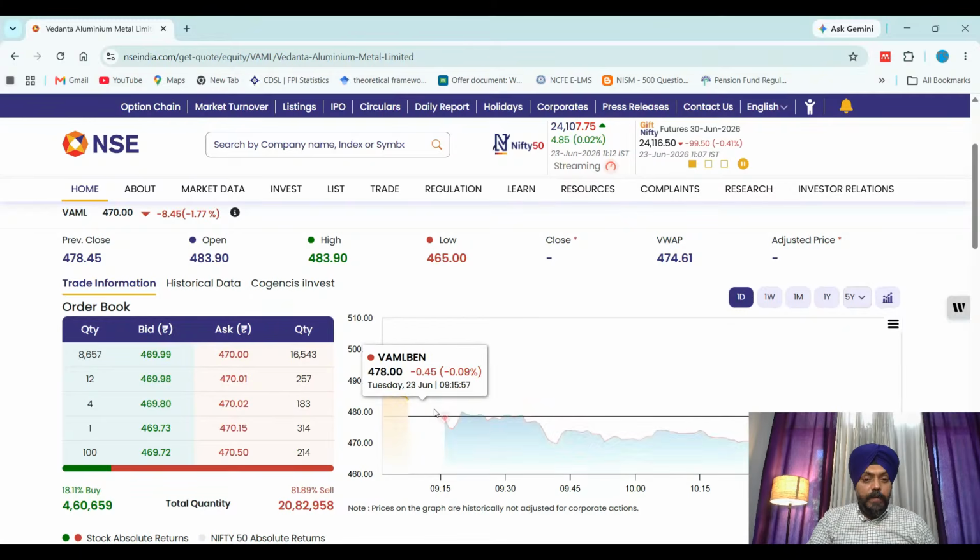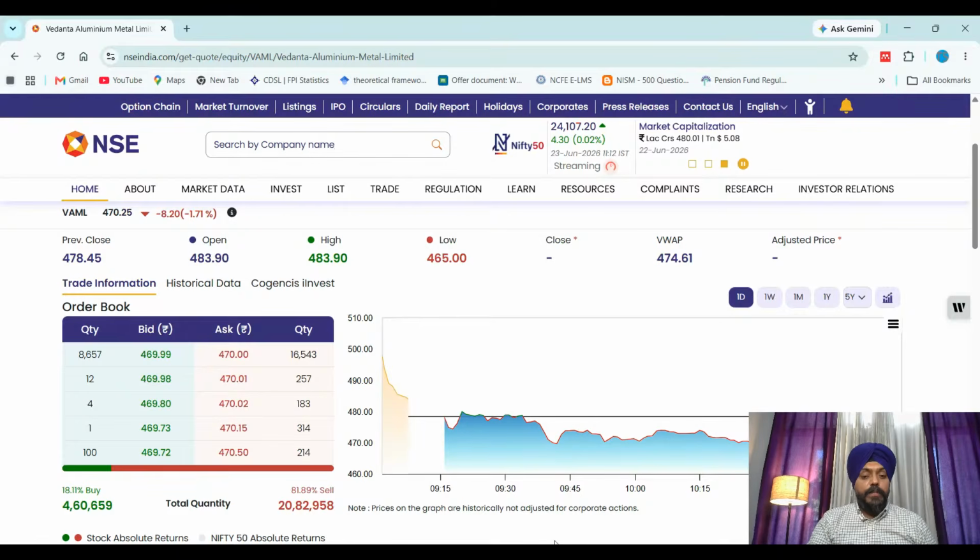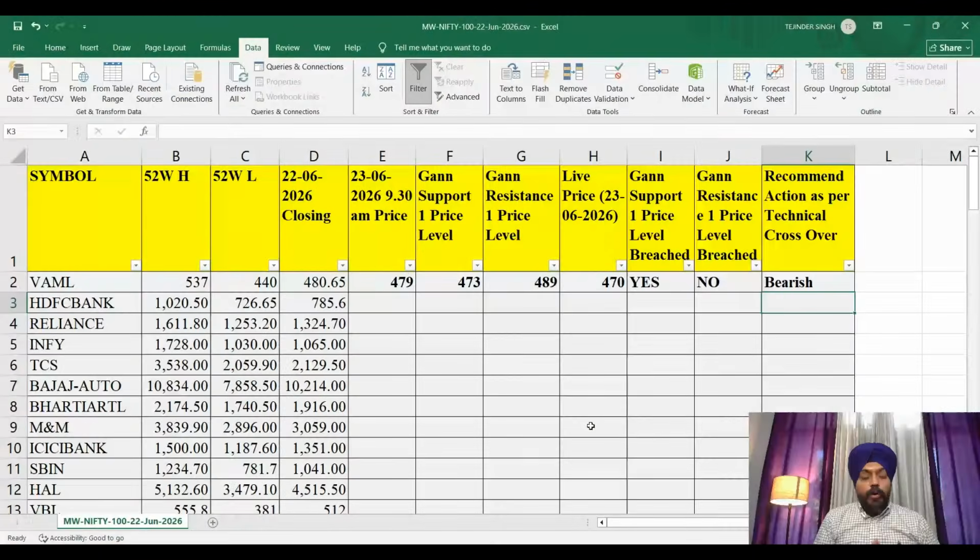So what I have done is I have dragged down the cursor here and I got the price at 9:30 AM. That is why I entered 479, and the Gann square provided me those resistance and support levels. You can see it here, and I am updating that in my Excel right here. This is what you have to do for the remaining 100 stocks.